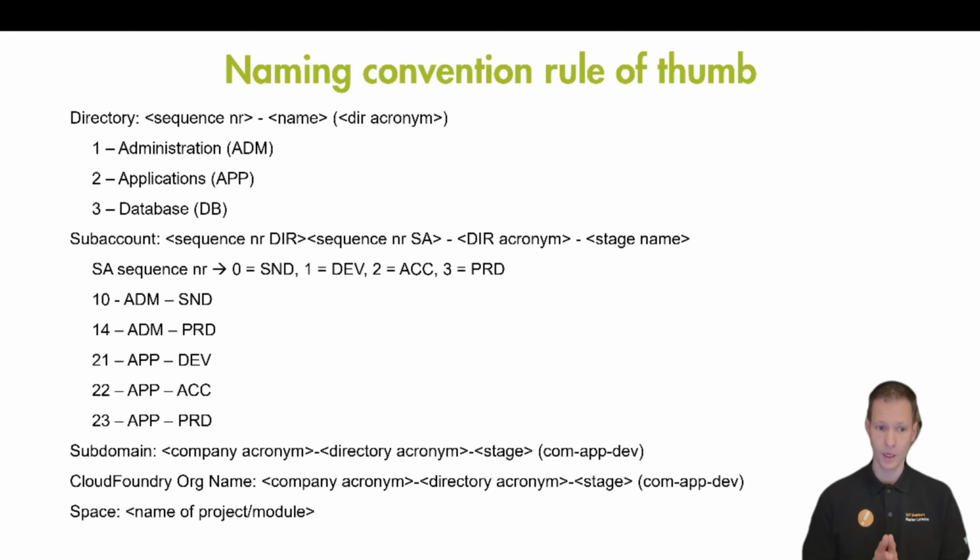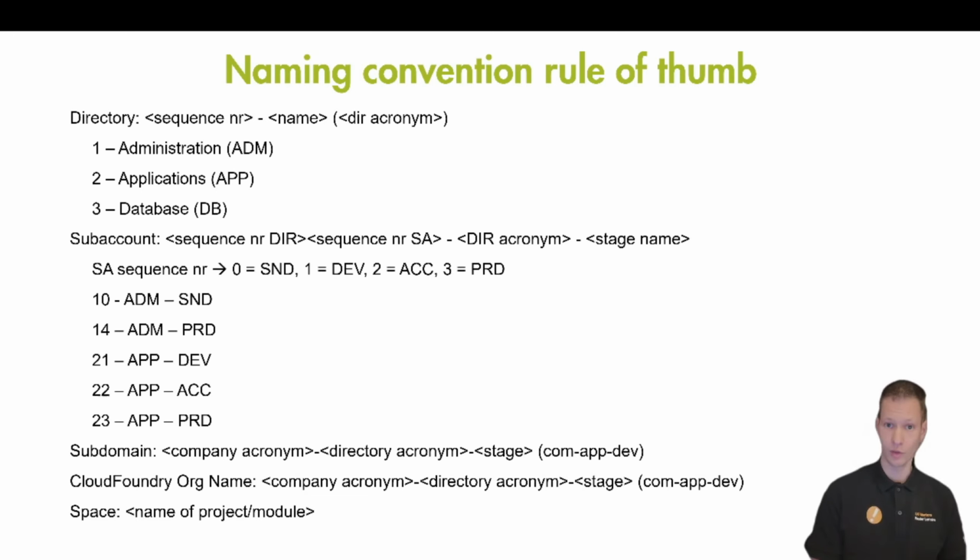For example, 0 for production, 3 for sandbox, or in a different way as you like it or as it fits your company. So for example, for the administration subaccount for the sandbox, it would be 1 for the directory administration, 0 because it's sandbox, ADM, that's the acronym. So with that we can connect it to the directory administration and then follow with the acronym for sandbox.